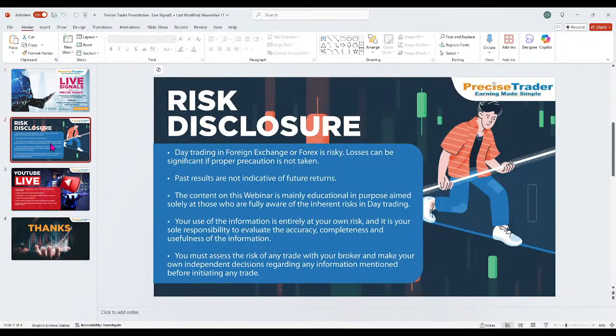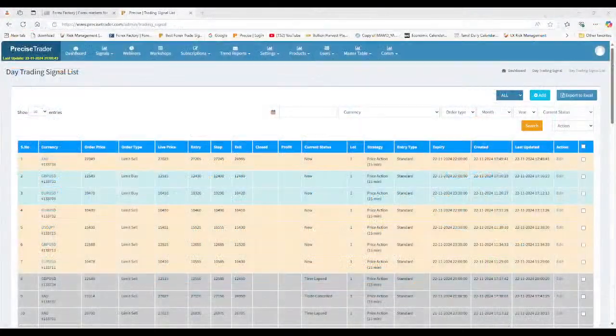And do take note of the risk disclosure. Day trading in foreign exchange is risky. Past results are not indicative of future returns. The content on this webinar is mainly for educational purposes. Use your information entirely at your own risk, and you must assess the risk of any trade with your broker before you put in your trades. So, with that, I think we move on.